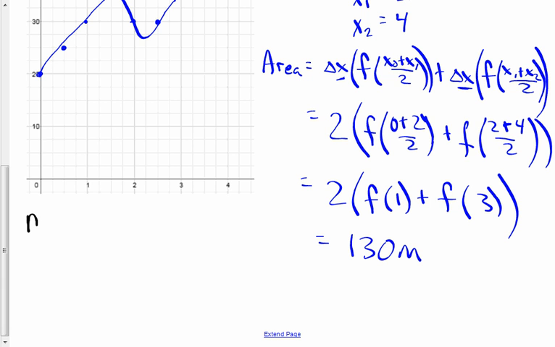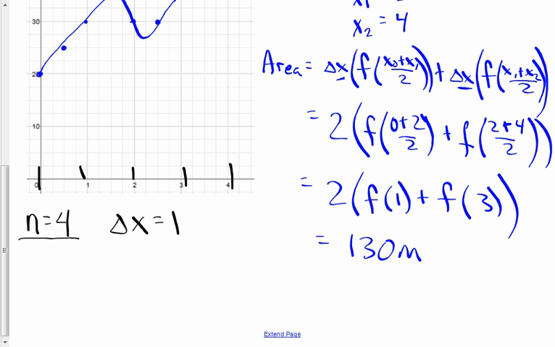Let's go to n equals 4. If n equals 4, what's delta x? I've got to chunk 0 to 4 into 4 equal sized chunks, so delta x would be 1 then, right? Instead of 2? Okay.